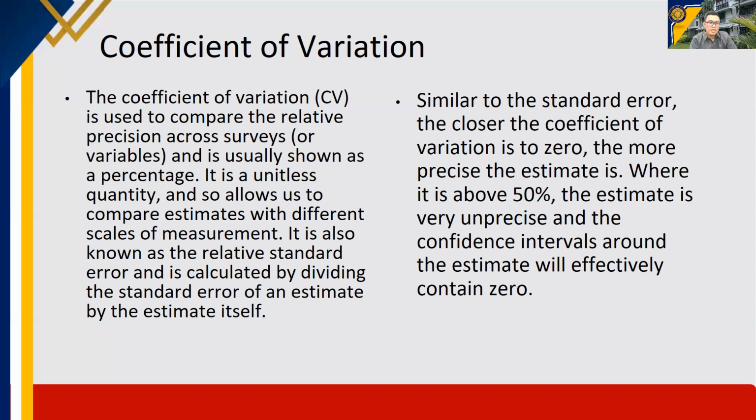So similar to the standard error, the closer the coefficient of variation is to zero, the more precise the estimate is. Where it is above 50%, the estimate is very imprecise, and the confidence intervals around the estimate will effectively contain zero. So the coefficient of variation should not be used for estimates of values that are close to zero or for percentages. That's the coefficient of variation.